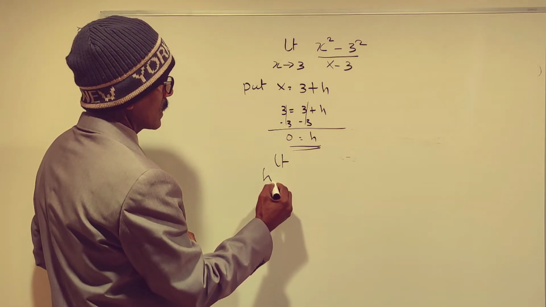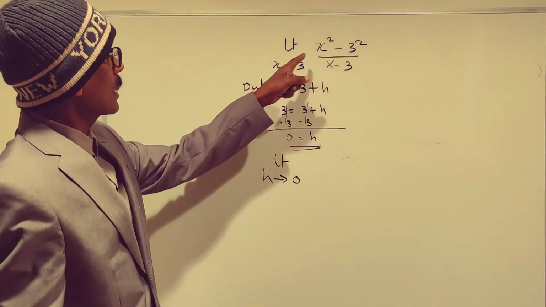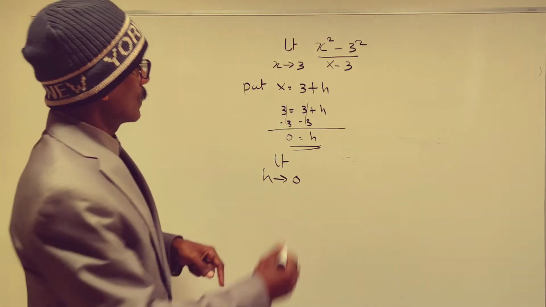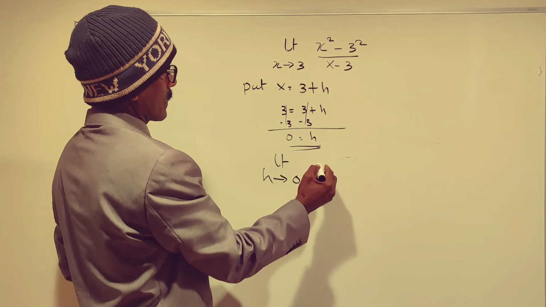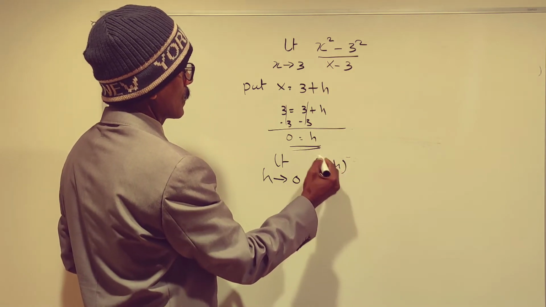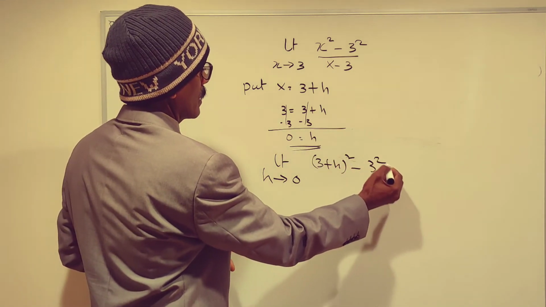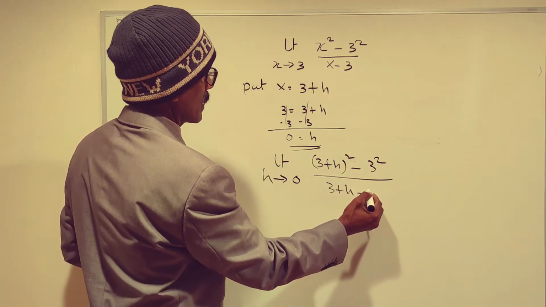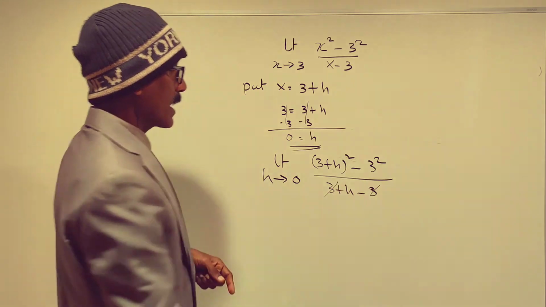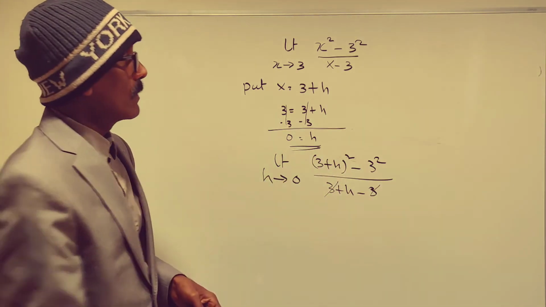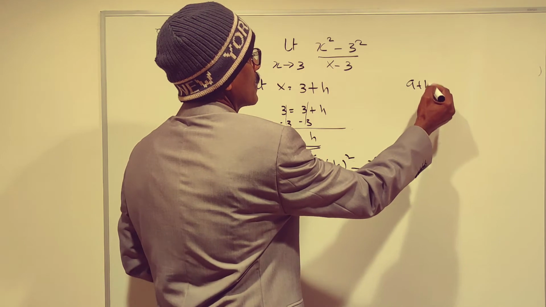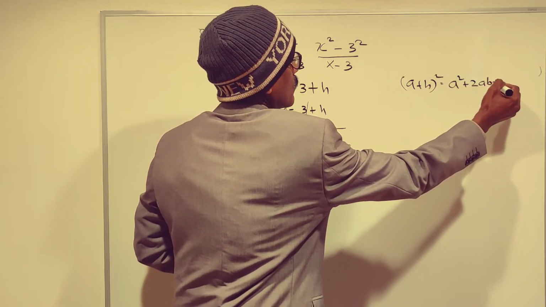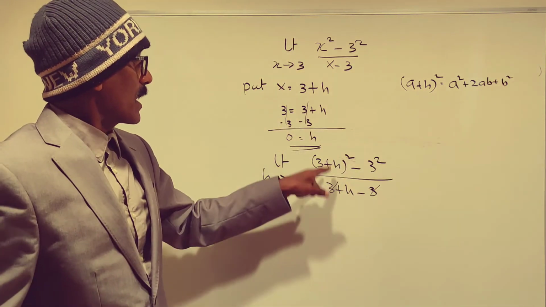Limit h tends to 0. I am going to convert everything to h, not x. There is no x here. So x is equal to 3 plus h. 3 plus h, the whole square, minus 3 square, divided by 3 plus h minus 3. See, minus 3 plus 3 cancel. Expand this one. What is a plus b the whole square? A plus b the whole square is a square plus 2ab plus b square.